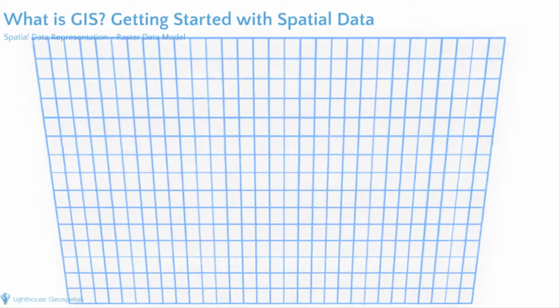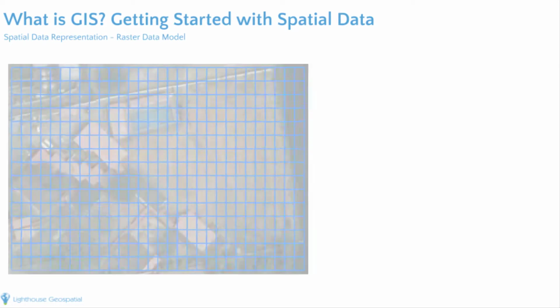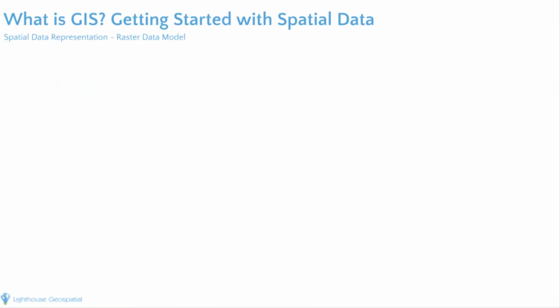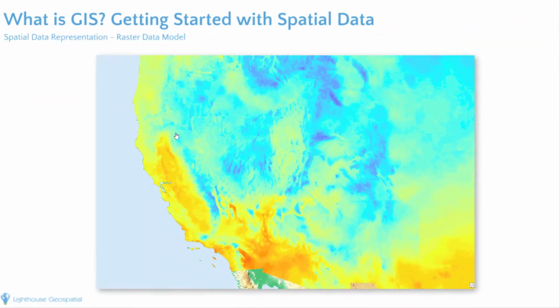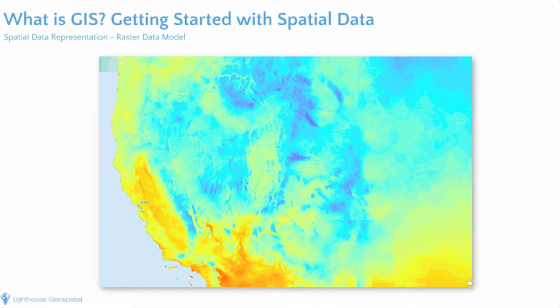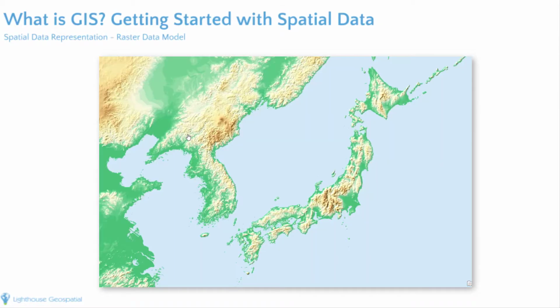Rasters are made up of regularly spaced grid cells or pixels. Each pixel is assigned a value that represents the feature underneath it. Rasters are generally used to represent features that do not have well-defined boundaries, like temperature, snowfall, pollution, and features that vary across the surface, like elevation.